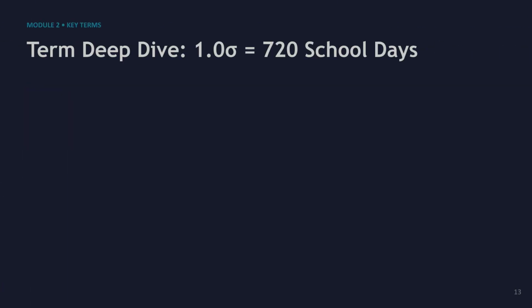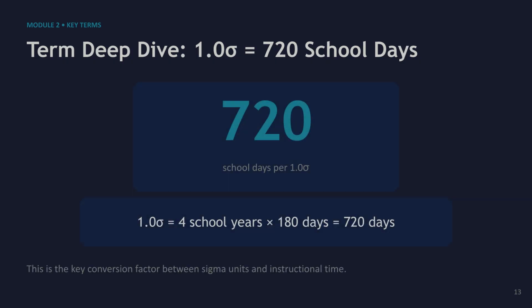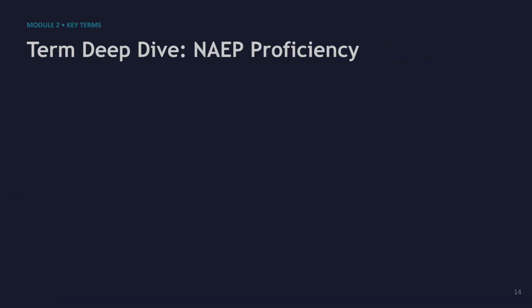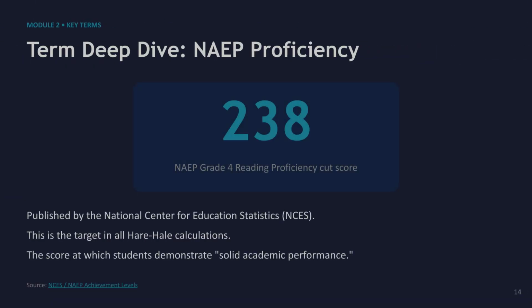The term 1.0 sigma is equivalent to 720 school days, calculated as 4 school years multiplied by 180 days. This is the key conversion factor between sigma units and instructional time. NAEP proficiency is a scale score of 238, which is the target for all Hare-Hale calculations. This score represents solid academic performance, as defined by the National Center for Education Statistics.